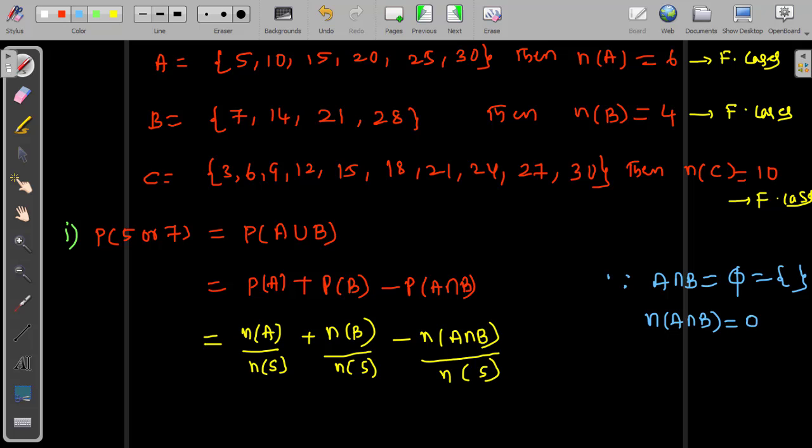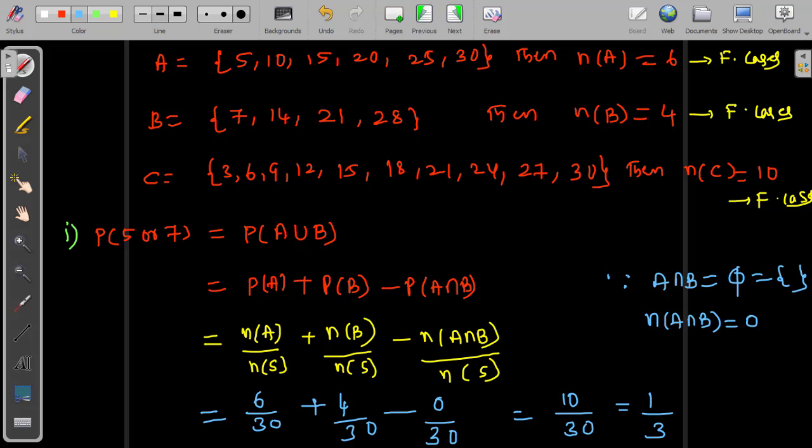The next step, substitution. n of A means 6 by the total number of sample points 30, plus n of B means 4 by 30, minus n of A intersection B, that is 0 by 30. So the total answer is 10 by 30. 6 plus 4 is 10, again by 30, minus 0 by 30. So this is equal to 1 by 3, which means the probability of drawing a ticket which is a multiple of 5 or 7 is equal to 1 by 3. This is the first question answer.